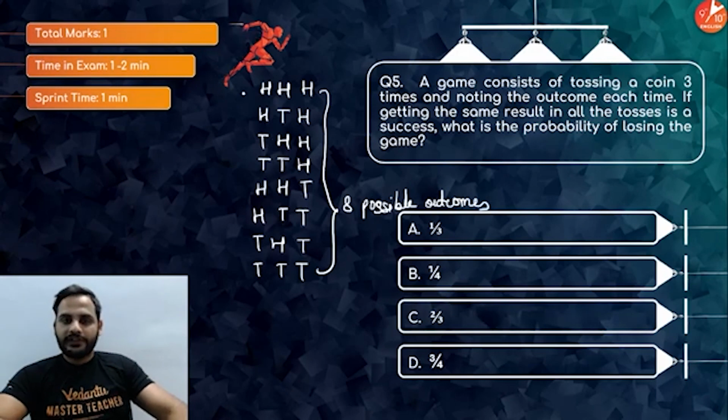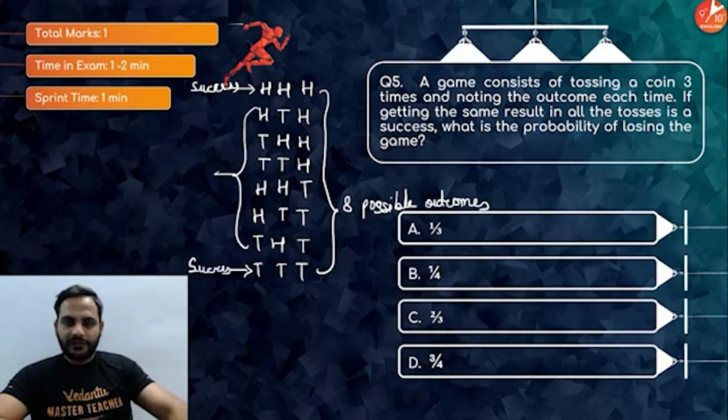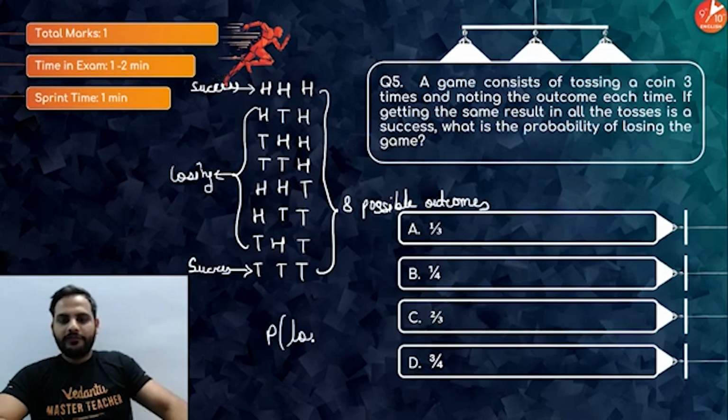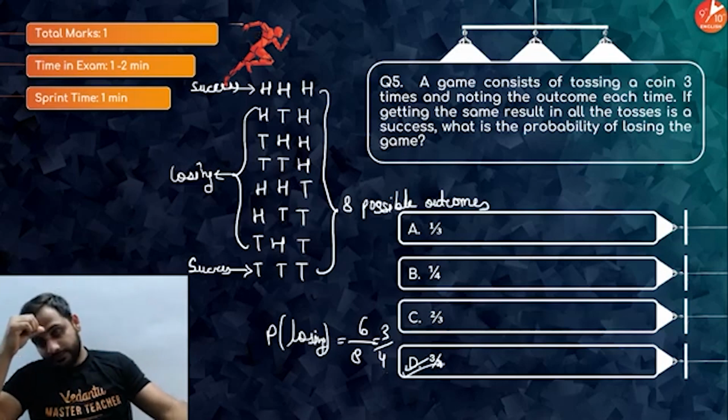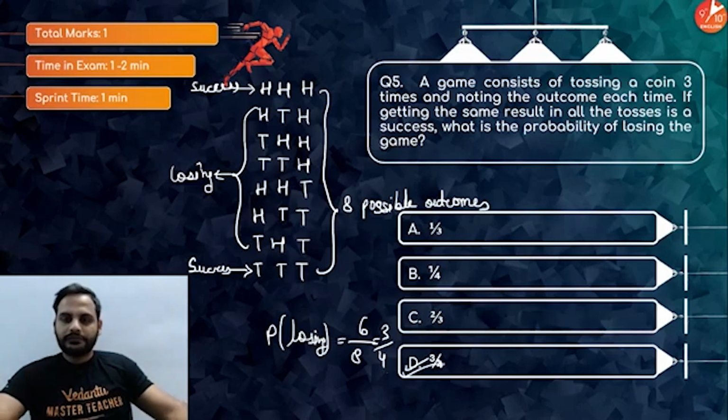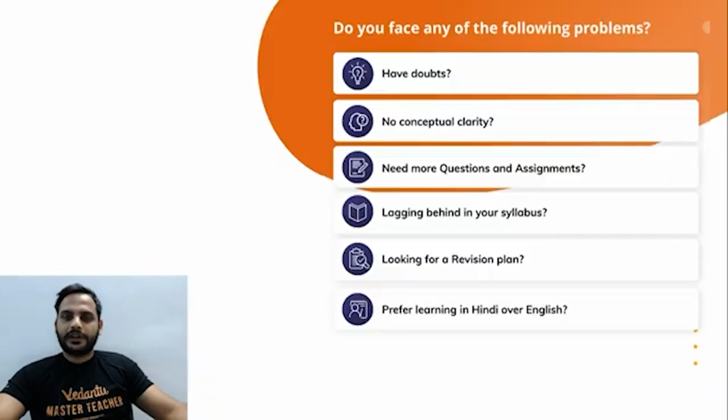Now in which the success is getting the same result. So either this is a success or this is a success. So the remaining 6 cases are losing the game. So probability of losing, either you can do 1 minus probability of winning or directly 6 cases are of losing, 6 by 8, which is 3 by 4, option D. Option D will be your correct answer.